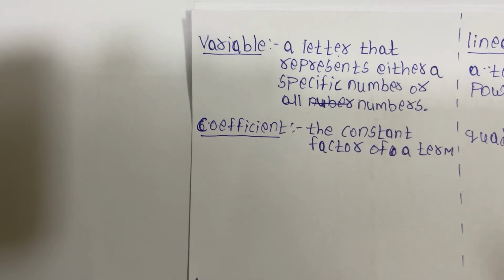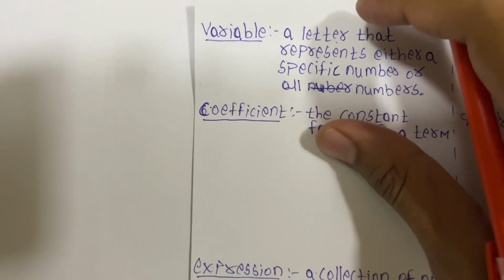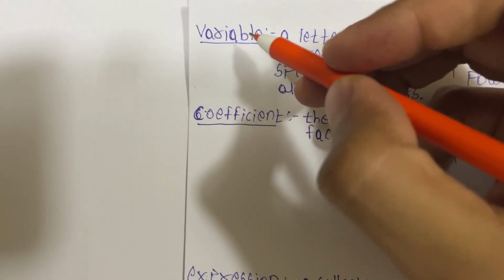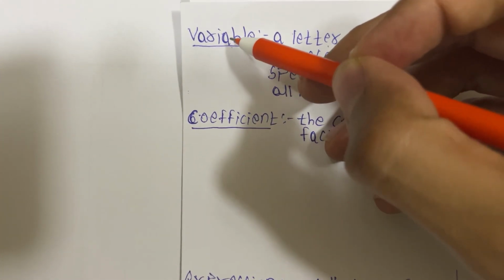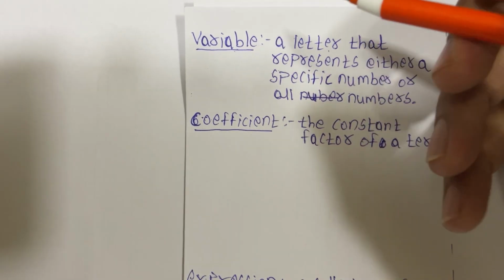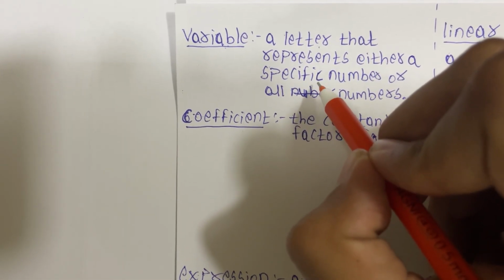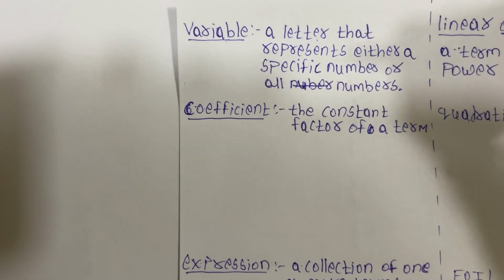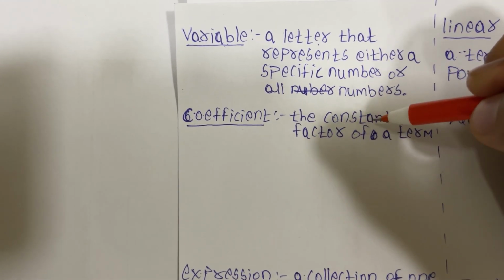Okay, hello everyone. So today we are going to learn about algebra, and in that we are going to learn about some basic terms of algebra. So let's start first with variable. So what is a variable? A letter that represents either a specific number, or all numbers. And then the next term is a coefficient. A coefficient is the constant factor of a term.